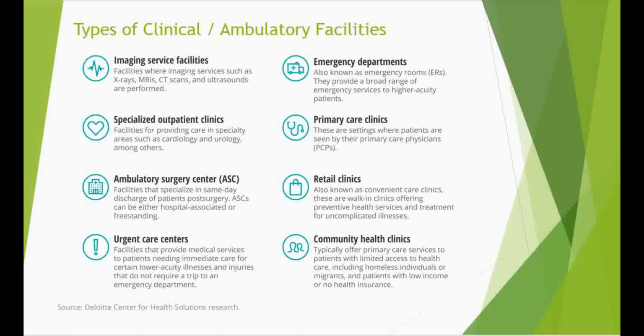Now, keep in mind the primary, secondary, tertiary, and coronary care, the four major types of healthcare, in this context: primary care clinics. These are settings where patients are seen by the primary care physicians, the acronym is PCPs. Retail clinics, also known as convenient care clinics. These are walk-in clinics offering preventive health services and treatment for uncomplicated illnesses. And finally, community health clinics typically offer primary care services to patients with limited access to healthcare, including homeless individuals or migrants, and patients with low income or no health insurance.